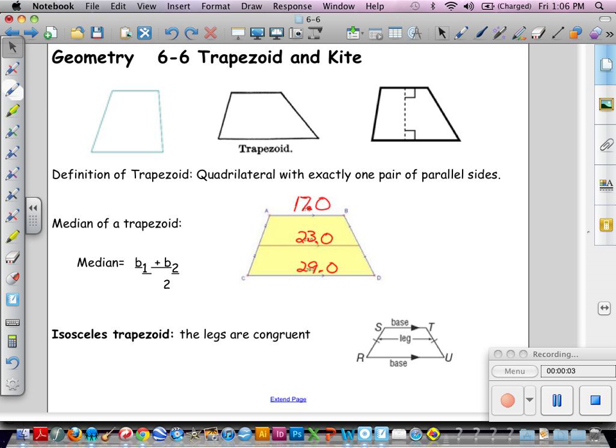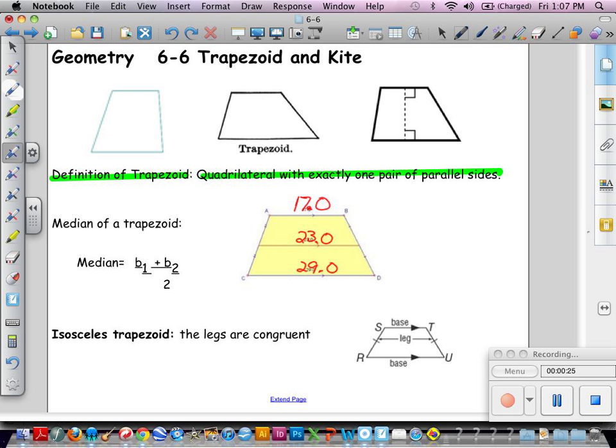Geometry students, today we're going to be talking about section 6-6, which continues with our different kinds of quadrilaterals. We're focusing on trapezoid and kite. Let's take a look at our definition of a trapezoid. A trapezoid is a quadrilateral with exactly one pair of sides parallel.